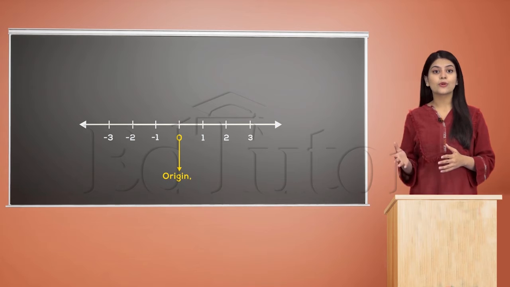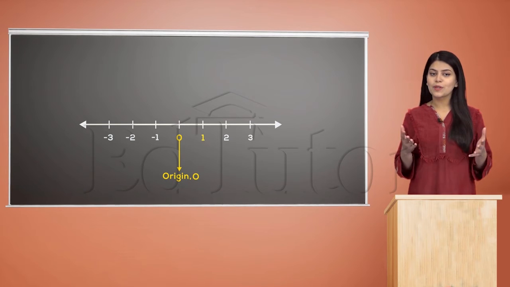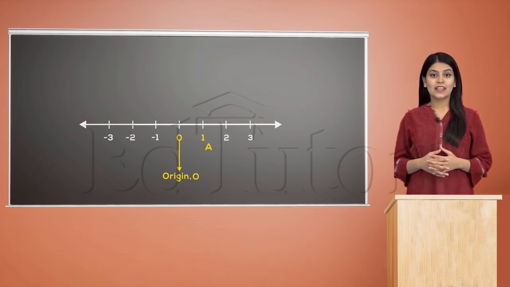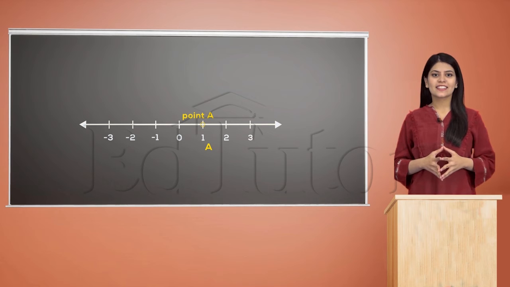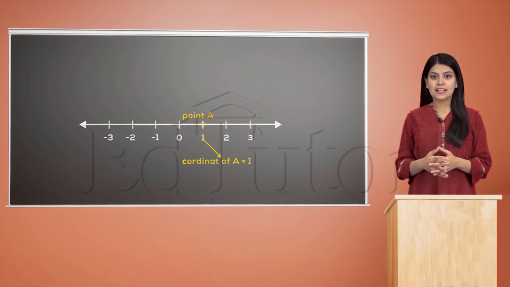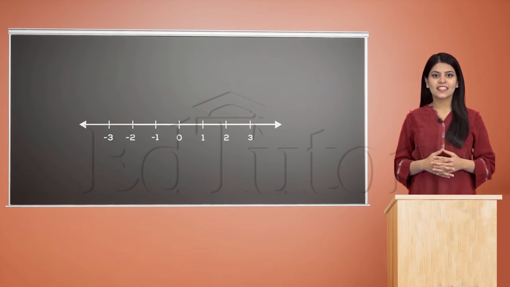First, place 0 in the middle, also called the origin. Mark it with O. The first number is literally just 1, on the right of 0. We will mark it with the letter A. A is now a point on the line, representing the number 1, which is called the coordinate of A.